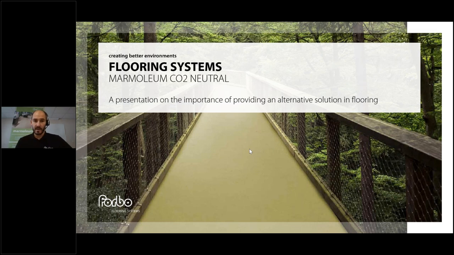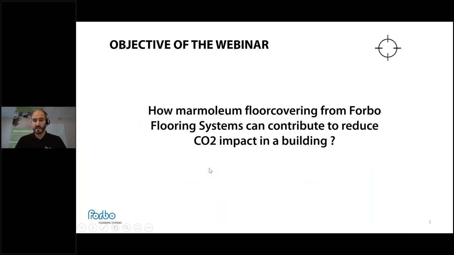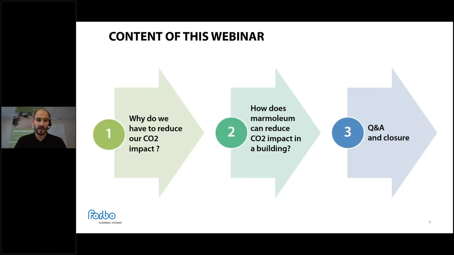So how will we work? Our Marmoleum floor covering from Forbo can contribute to reducing the CO2 impact in a building. This is a very important topic because you will learn that our Marmoleum floor covering is negative in terms of CO2 in a cradle to gate approach. I will explain everything about that. The content of this webinar is: why do we have to reduce our CO2 impact, and how can Marmoleum reduce this impact?